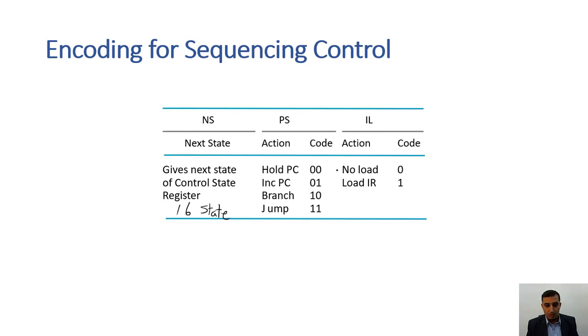And here is our program counter. It's 00 for PC hold, program counter select, sorry. We have 01 for increment, 10 for branch, 11 for jump, and you can see here instruction load is either 0 or 1 depending on the complexity of the instruction.